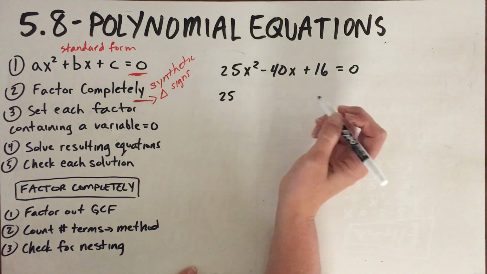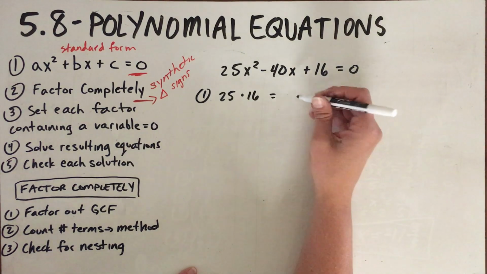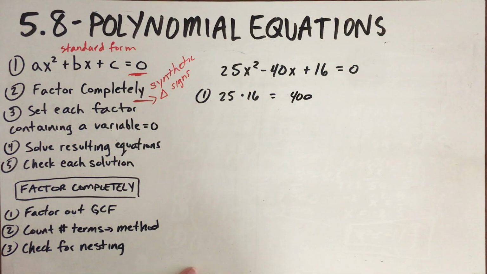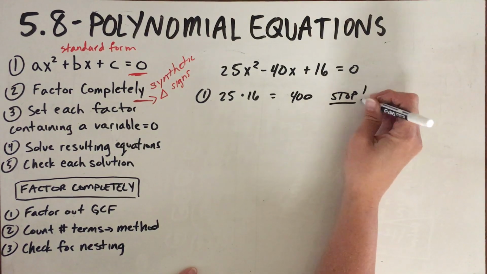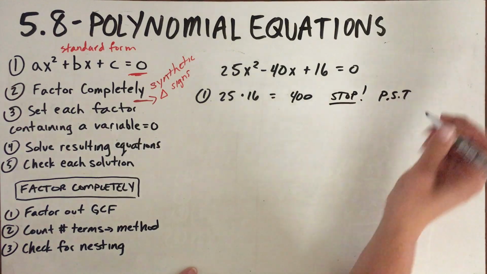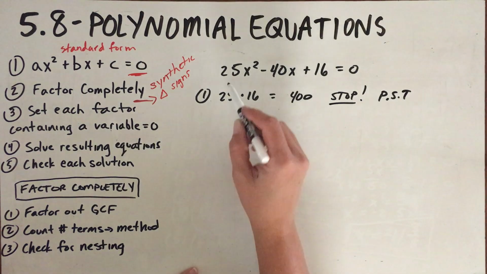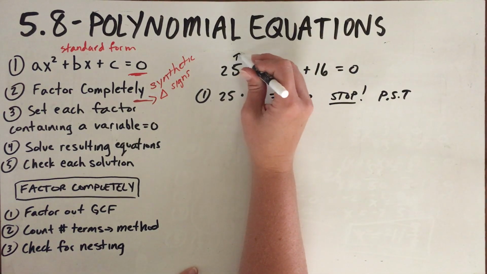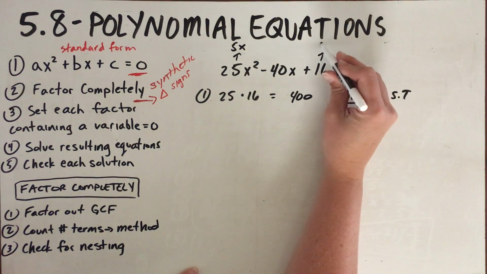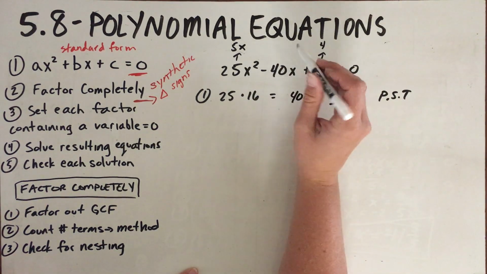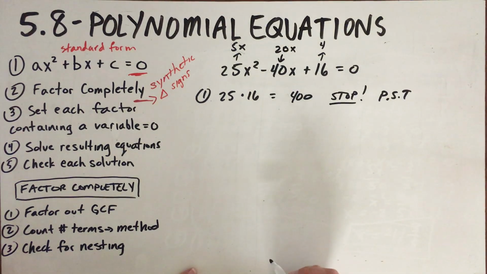I'm going to get 25 times 16. This is step 1. A times C is equal to 400. Again, whenever you get huge numbers like this, you should stop and think, maybe this is a perfect square trinomial. So let's test that theory. Well, 25x squared is a perfect square. The root is 5x. 16 is a perfect square. The root is 4. 5x times 4 is 20x. This is double. So this is a perfect square trinomial.